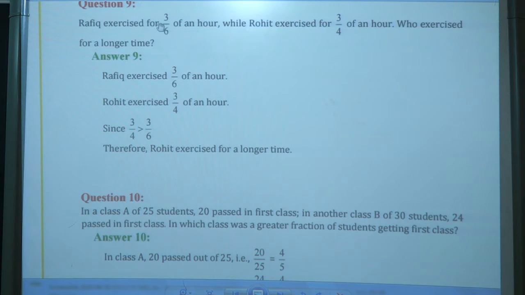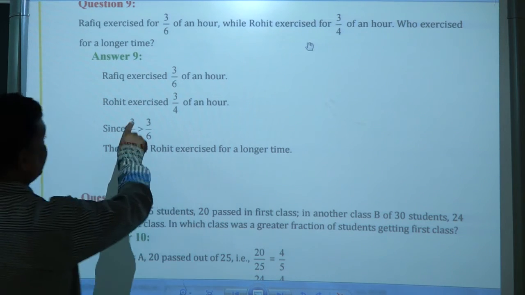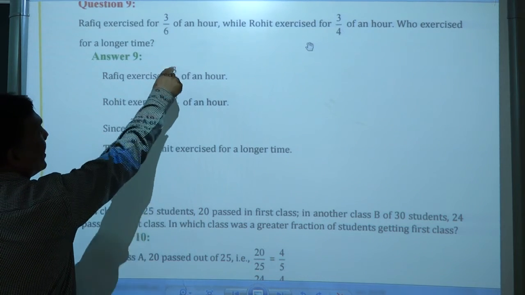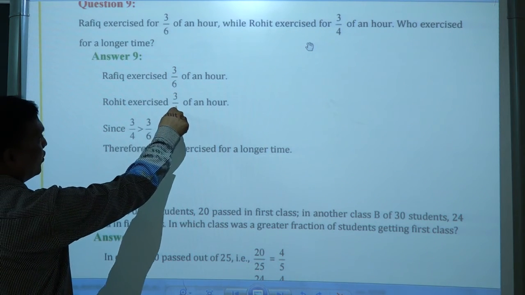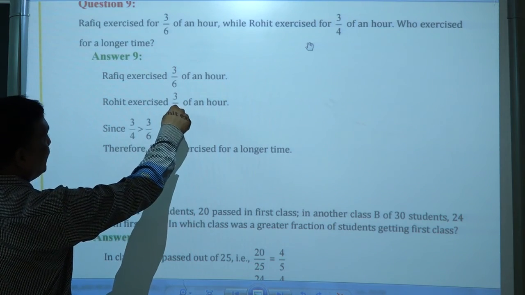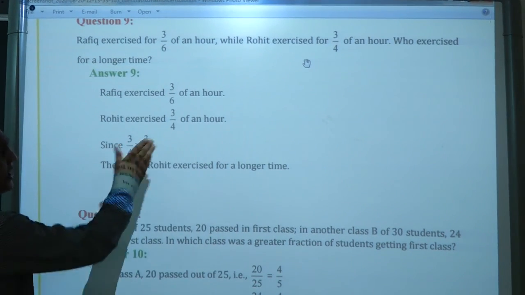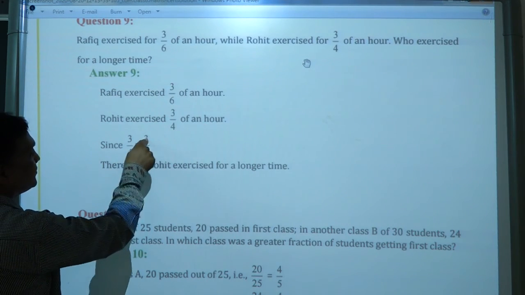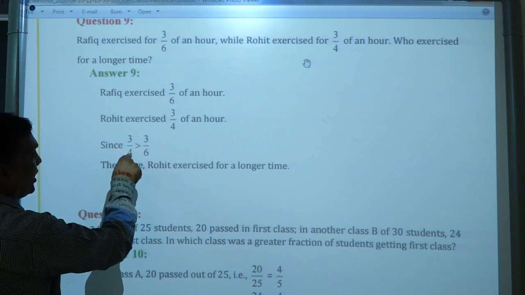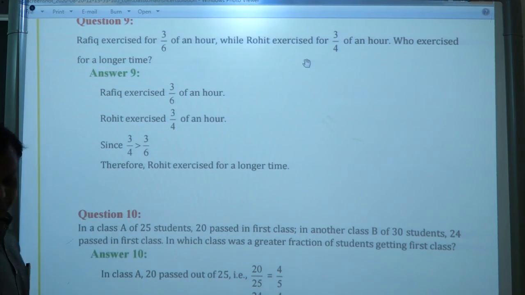Rafiq exercises 3 upon 6 of an hour while Rahim exercises 3 upon 4 of an hour. If you take, 3 upon 6 becomes 1 upon 2, and 3 upon 4 stays 3 upon 4. So 1 upon 2 and 3 upon 4. How to check here? Otherwise you do one thing: cross multiply, 18 and 12. Here 18 is coming, so 3 upon 4 is the longer exercise time. Last question of this exercise.